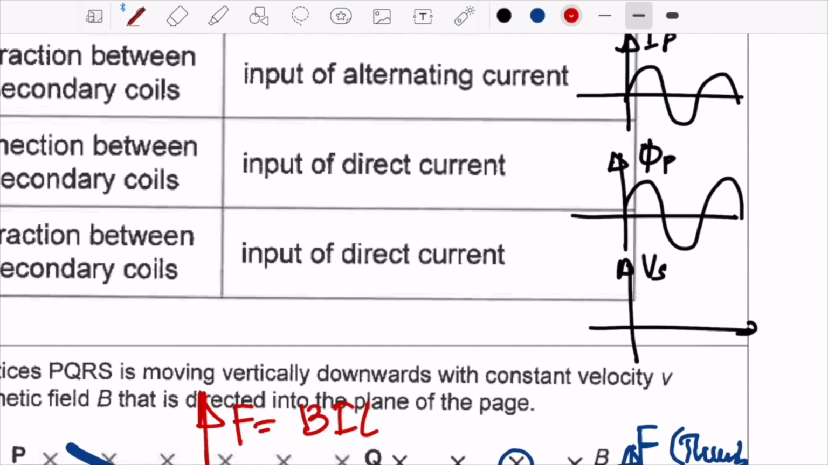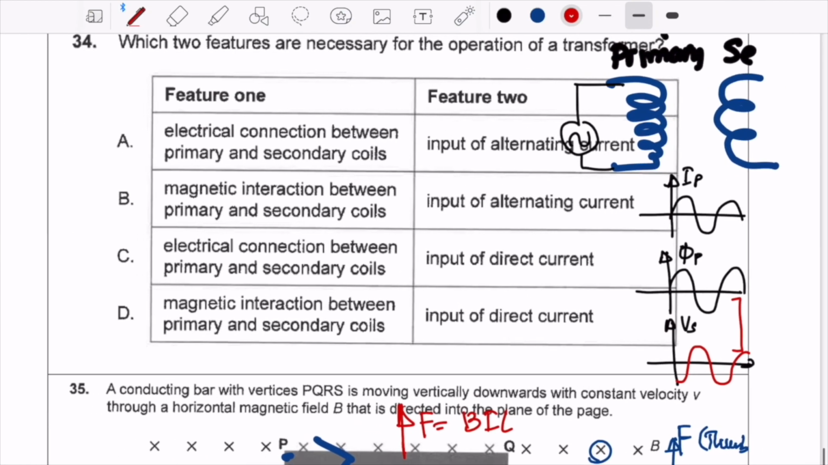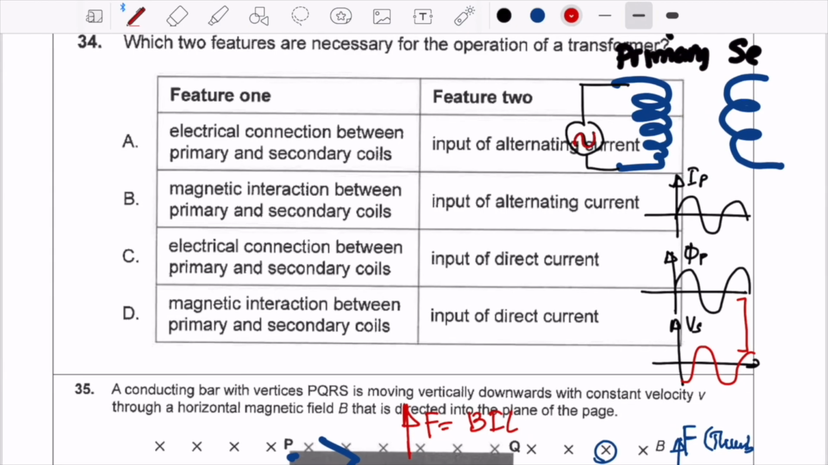I am not getting into very high details, but it will be like a cosine graph if this is sine. But the point is, it has to be alternating current, otherwise the flux does not change.